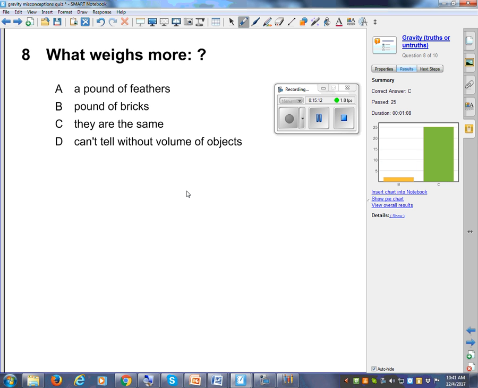What weighs more, a pound of feathers or a pound of bricks? They are the same. Oh my goodness.